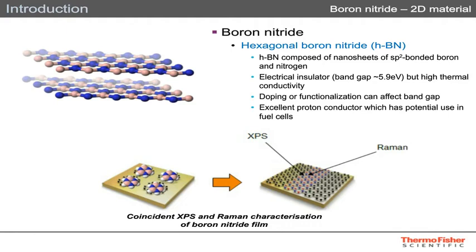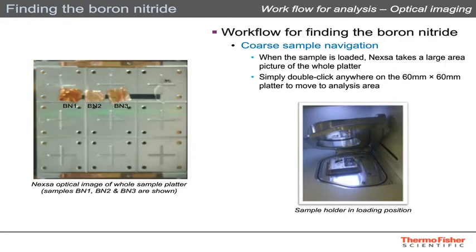On the left-hand side of the screen, we see an optical image of the Nexa sample platter. The platter is 60 millimeters by 60 millimeters in size. 3 copper coupons are shown on the optical image, which are about 1 centimeter squared each. The boron nitride is on the sample labeled BN3 on the right-hand side, but we can't actually see optically where the boron nitride is on the copper coupon, so how can we find it for analysis?